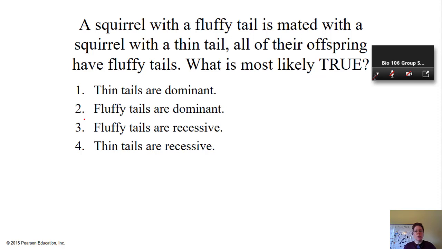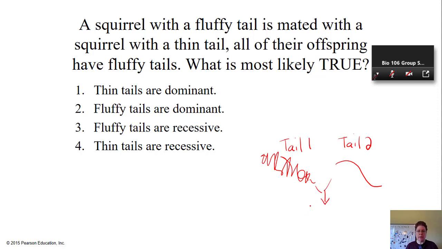All right, now a squirrel with a fluffy tail is mated with a squirrel with a thin tail. All of their offspring have fluffy tails. What is most likely true? All right, so fluffy tail, that's his tail, looks like salmon, mated with thin tail. So tail 1 and tail 2. If we mate those 2 together, we get offspring that all have fluffy tails. What is most likely true?